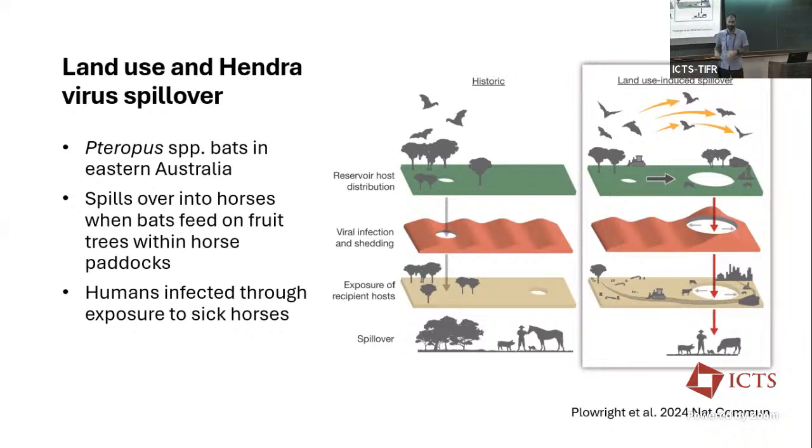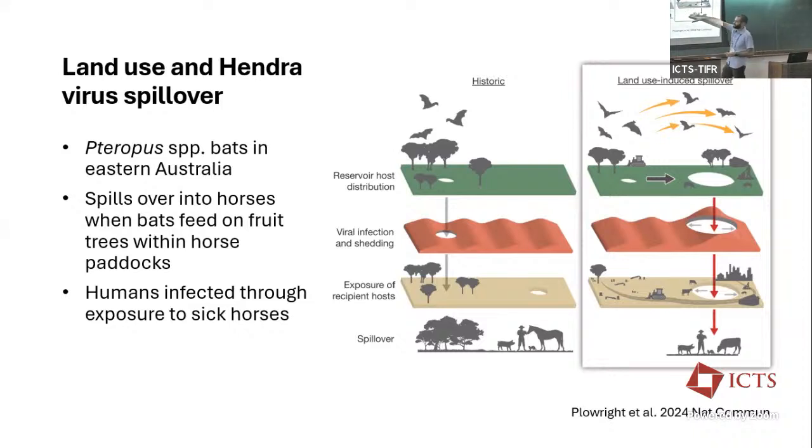Humans get infected through exposure to sick horses. Basically, the owners of the horses or veterinarians who are treating these sick horses are the ones getting infected. The number of human cases has never been that high. It's probably less than 100 at this point, but in horses, there have been dozens and dozens of outbreaks of Hendra in Australia since 1994. So once they recognized it, they see it all the time.